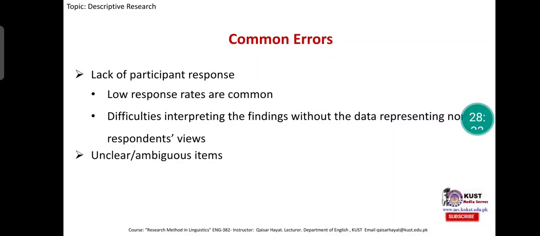Now, unclear, ambiguous items depend upon your instrument, on how clear your instrument is. If you have prepared a questionnaire in which there are some ambiguous questions, definitely what would happen? Ambiguous data would be collected. So be clear, clarify your mind about the data collection, and collect exact data, no ambiguity in it.